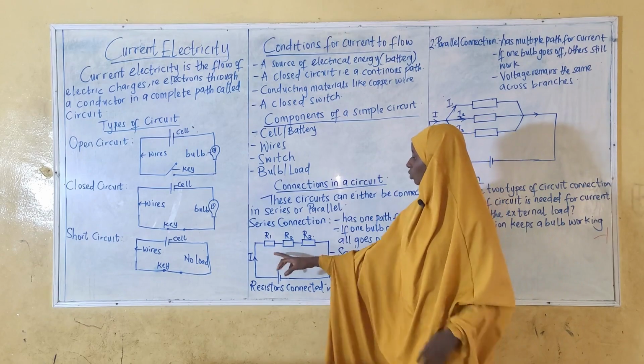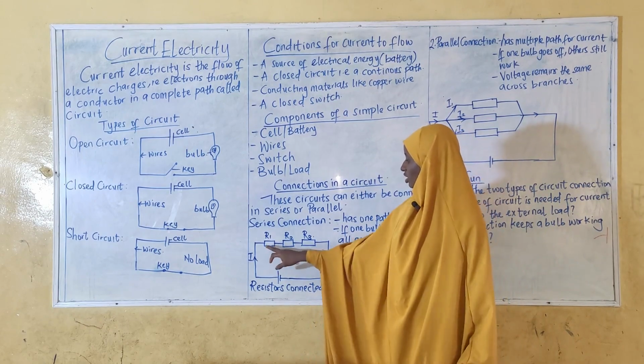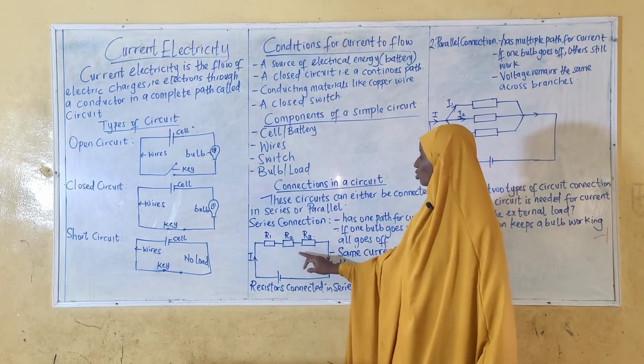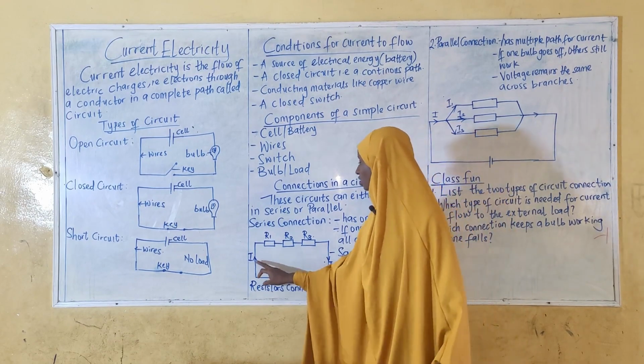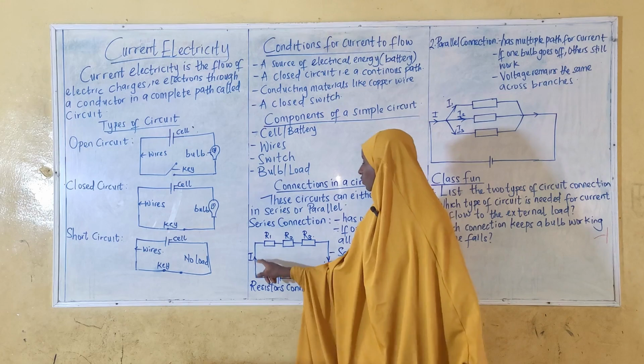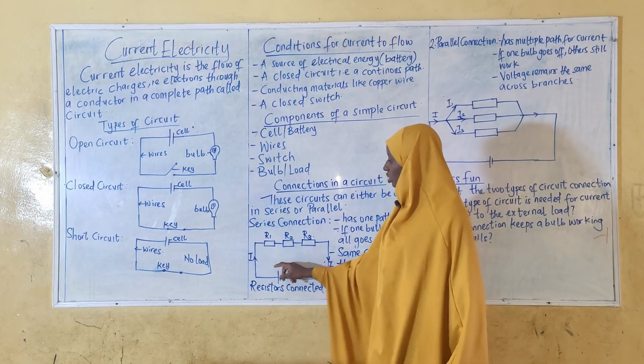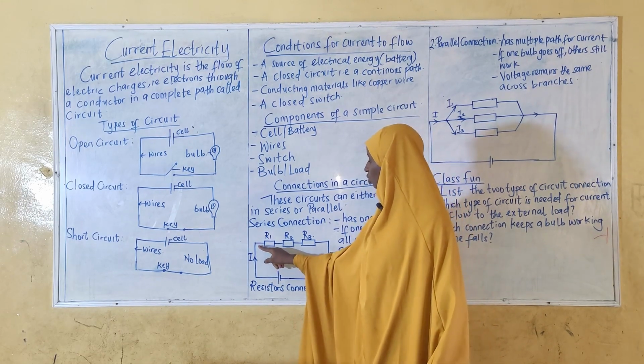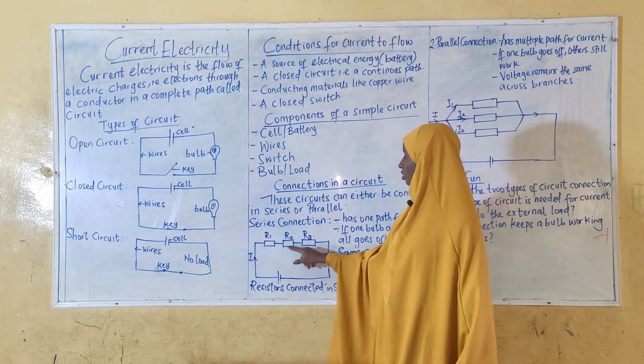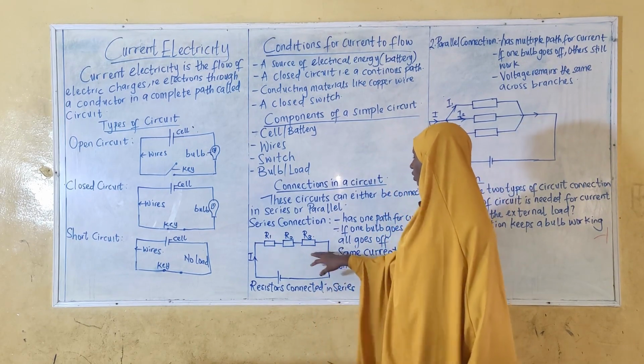So you can see these are resistors in series. We have R1, R2, R3. That means, as we said in the third point, the same current flows through these circuits. So you can see the current flowing through resistor 1, resistor 2, and resistor 3.